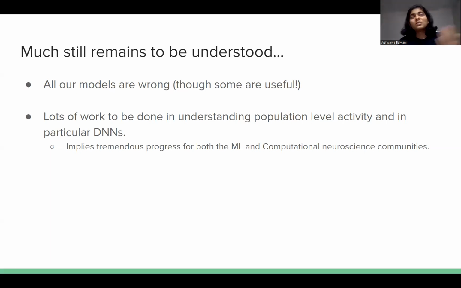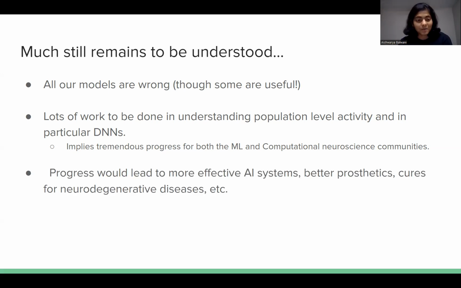And along those lines, we still don't understand how deep neural networks work, because they're largely inspired by the brain, and they've given us a way of replicating a lot of brain level activity to some extent. But because of the added complexity, we don't really understand what's happening in those models, even though we are able to replicate behaviors. So being able to understand population level activity would mean making a lot of progress for both the machine learning and computational neuroscience communities.